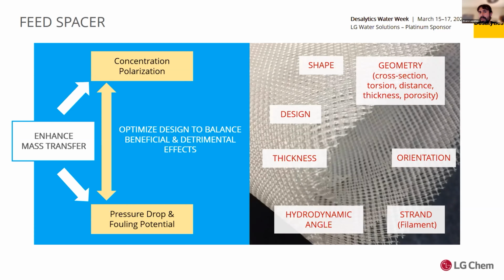Among those parameters, probably the main ones, besides obviously the thickness, which is very linked to standards in the industry at least these days, we have the hydrodynamic angle, which is the angle formed by two filaments, the angle that is pretty much facing against the feed flow. Also, the geometry is very critical: those filaments, those strands, the cross section, the torsion, thickness, porosity. All those parameters are the ones we have to play around with in order to achieve the most suitable design.